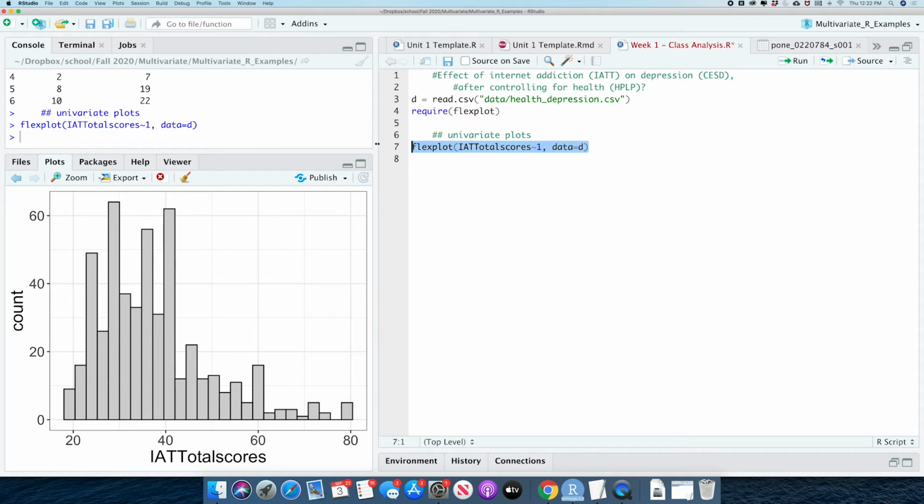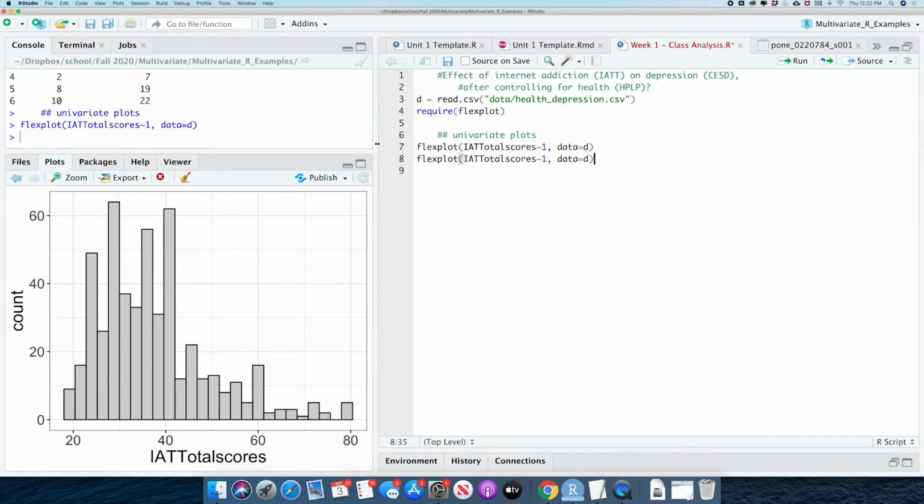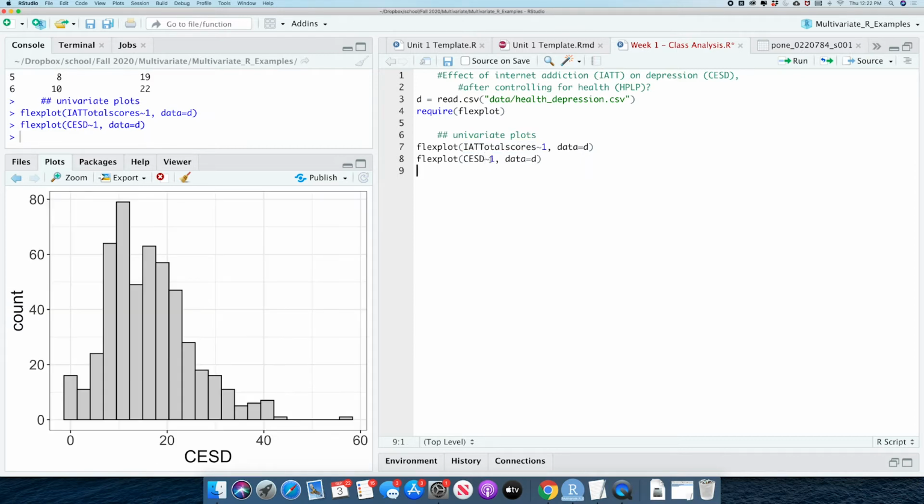So that's that. I'm going to hit copy and then paste down below. Instead of IAT total scores, now let's look at CESD. I'm just getting a univariate visual for each of the variables that I'm going to be looking at. And just like IAT, CESD, or depression, is also positively skewed. Most people are not very depressed, which is great. And the higher the score, the less likely it is somebody's going to be that depressed.